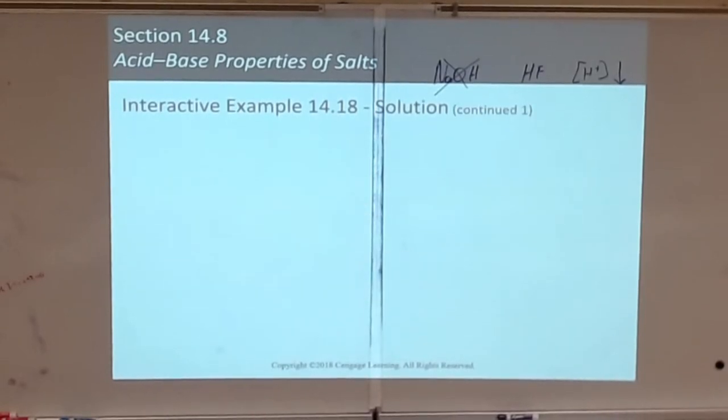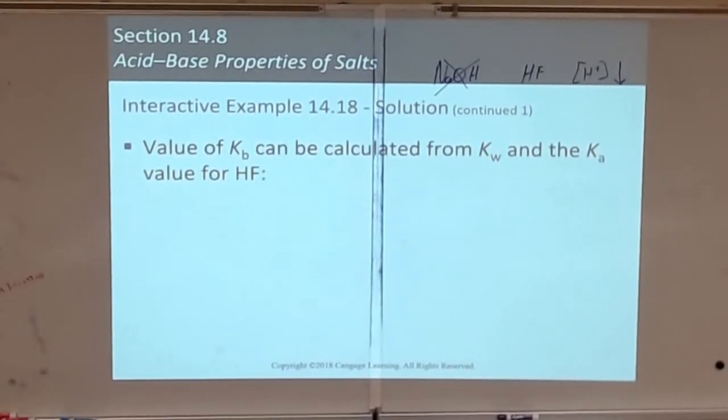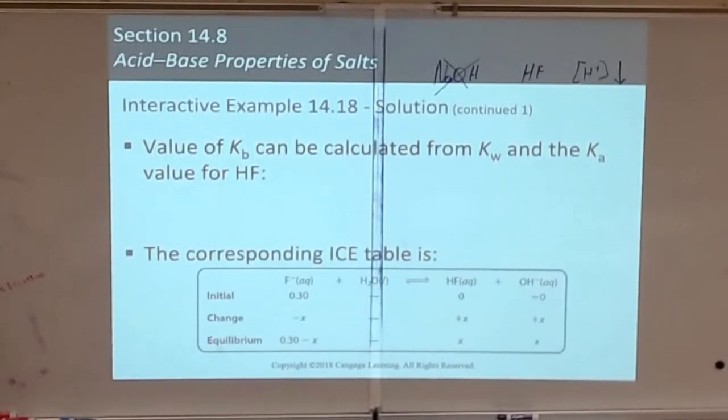All right. We can calculate the value of Kb from Kw and the Ka of HF, right? Because we know Kw, it's a constant. It doesn't change. There you go. And I just gave you the Ka for the acid. So let's figure out the Kb.